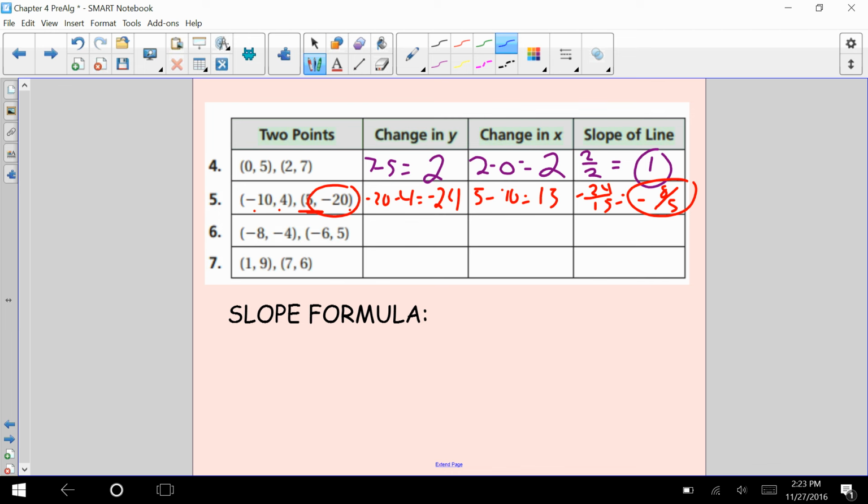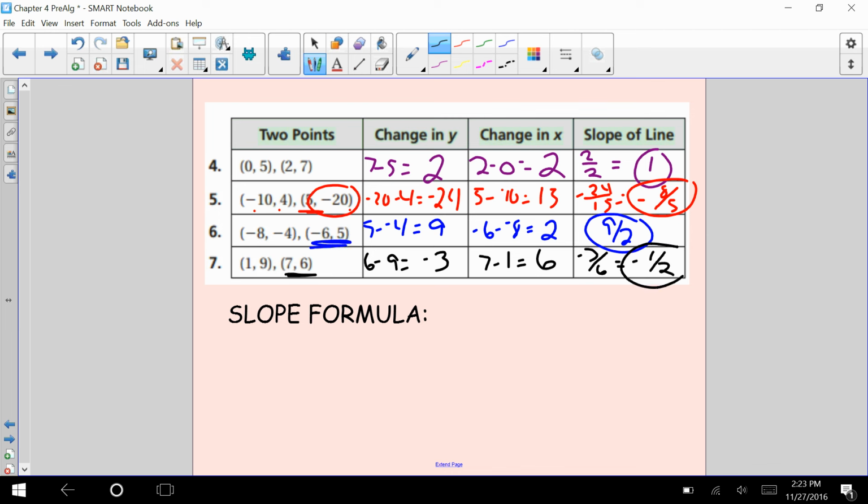Let's look at the second one. I'm going to use this one first. So I'm going to take 5 minus negative 4, which is 9, and negative 6 minus negative 8, which is 2. So my slope is 9 over 2, and I do not need to simplify that. And for this last one, I'm going to use this one first. So I take 6 minus 9, which is negative 3, and 7 minus 1, which is 6. So I have negative 3 over 6, which is negative 1/2.